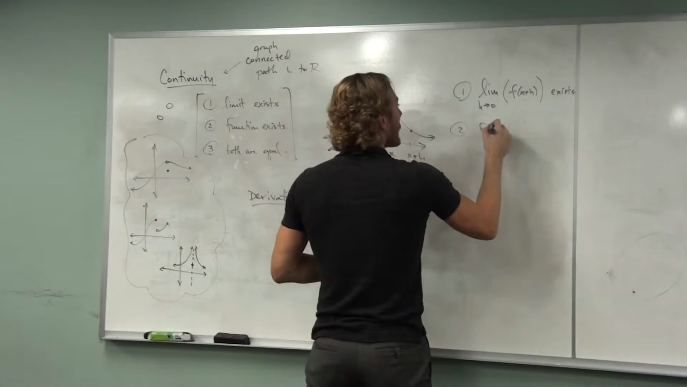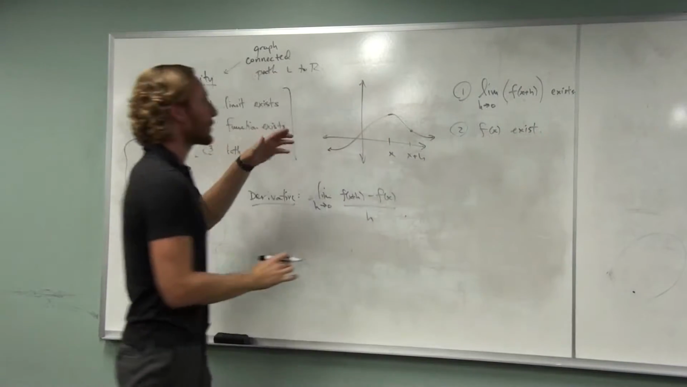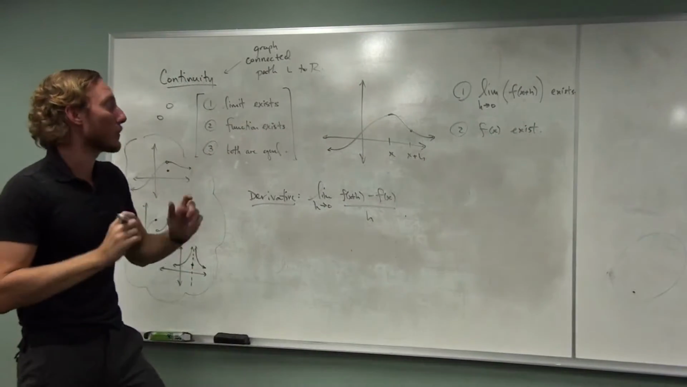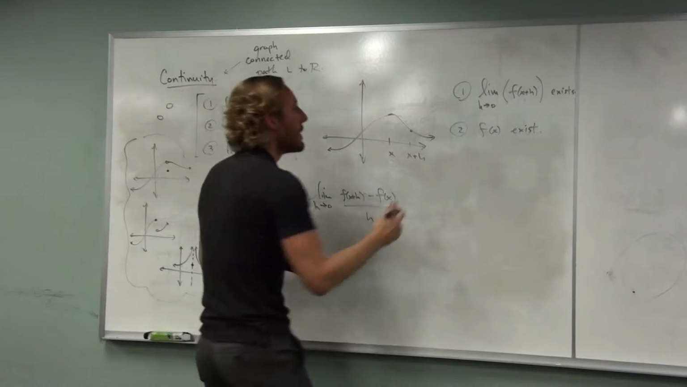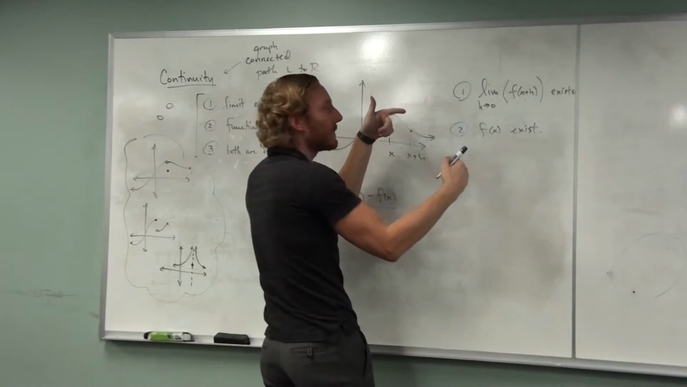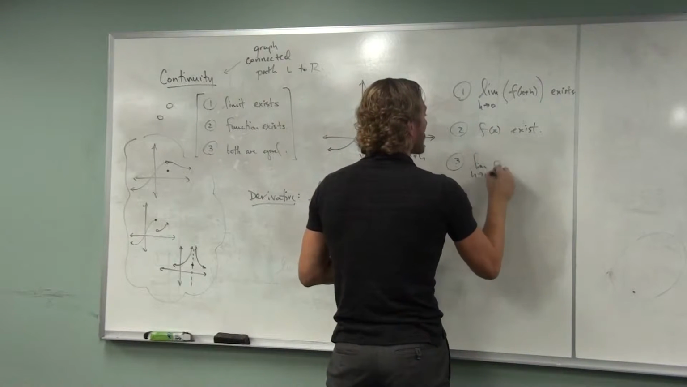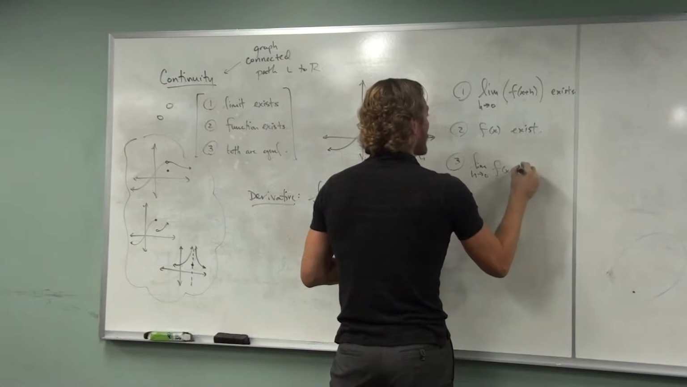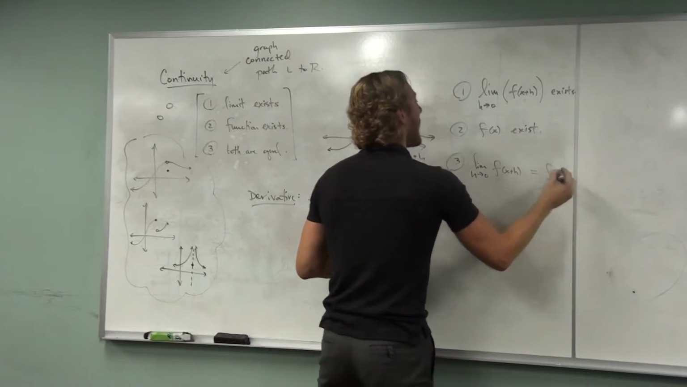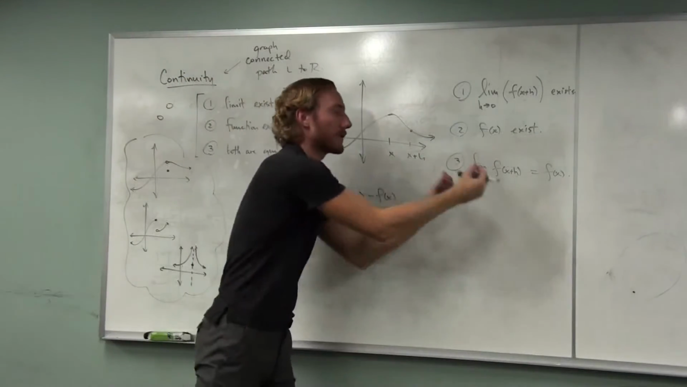2, we know that f of x would have to exist. Because, well, for the function to exist, you're going to have some f of x value. Plug in f of x, you're going to have to be somewhere. And then 3, and now here's the key, is these two things have to be equal. So the limit as h approaches 0 of f of x plus h has to equal f of x. The limit exists, the function exists, and the two are equal.